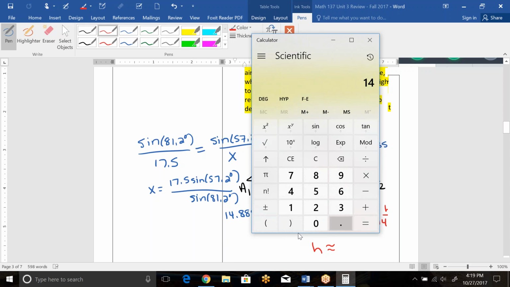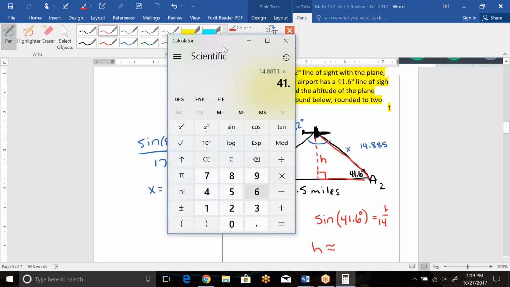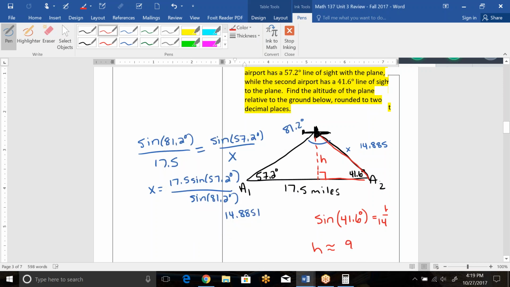So 14.8851 times sine of the 41.6 equals 9.88 if we rounded to 2 decimal places. If you had rounded too early, and this is in miles, by the way, you would have gotten 9.89 because you rounded up too soon. So that's something that can get you on points.